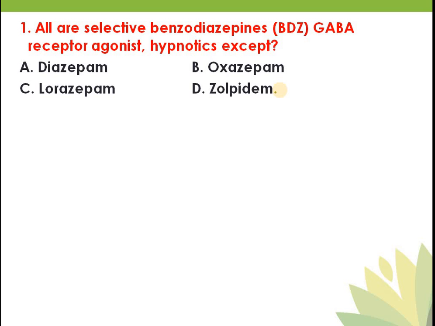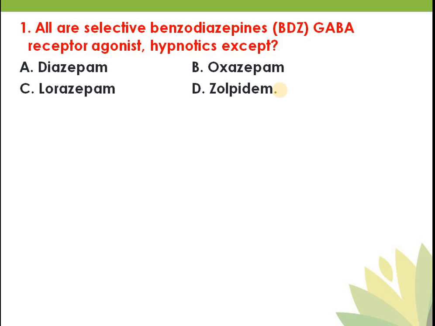Diazepam, oxazepam, lorazepam, all these are benzodiazepine derivatives. So what is the first agent from the benzodiazepine category? That is nothing but chlordiazepoxide. Remember, chlordiazepoxide is the first agent from the benzodiazepine category. Chlordiazepoxide is metabolized in the body to form diazepam. So you can call diazepam an active metabolite of chlordiazepoxide. Okay, first question is covered.